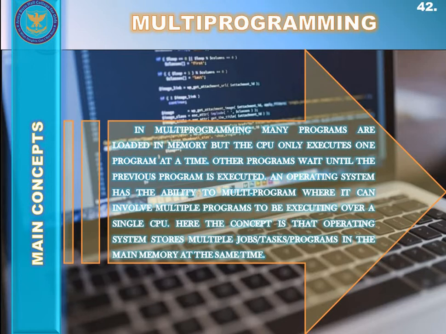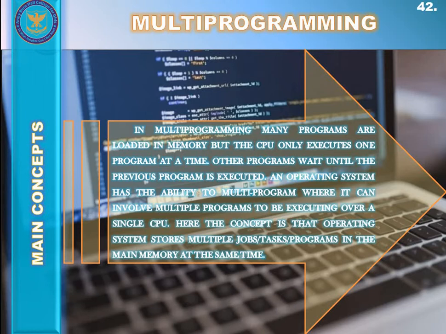You must be aware of this concept because in types of operating systems, we already talked about multi-programming operating systems and multitasking operating systems. So in order to clearly understand these phenomena, you need to go through that lecture again. So what is multi-programming? In multi-programming, many programs are loaded in memory. Multiple programs are loaded into the main memory RAM, but the CPU only executes one program at a time.